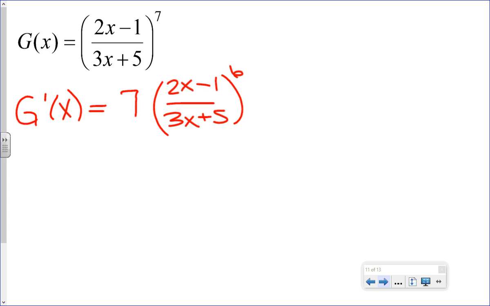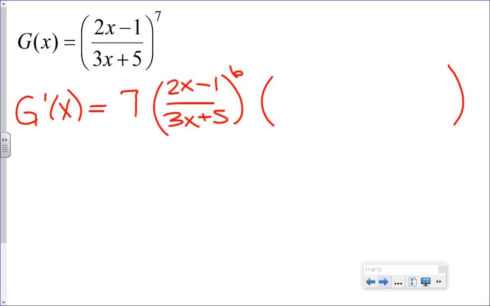Now we have a quotient inside of our 7th power. Don't make that face, Trevor. Don't make that face. We have a quotient rule. This quotient rule is nice, though. Look at how linear it is, numerator and denominator. Right? Okay. It's not so painful.